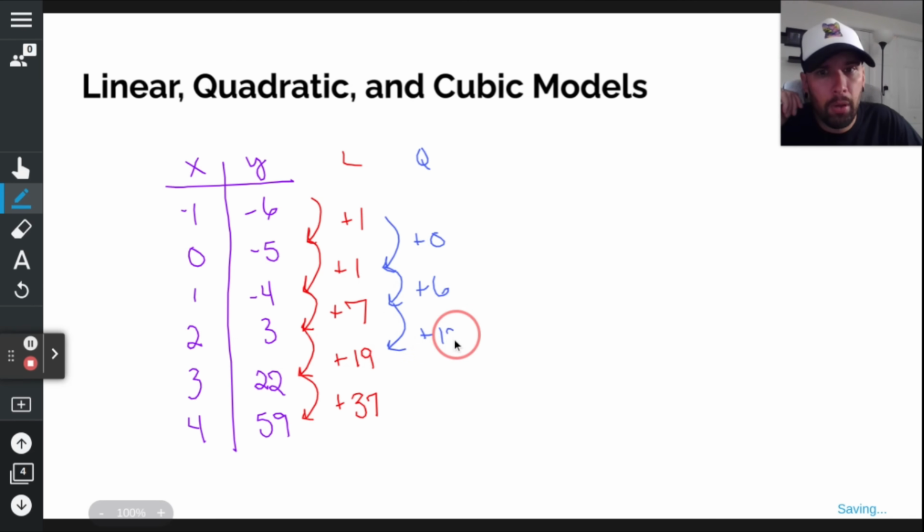Add 12. Add 18. Are these numbers the same? Are the rates of change of the rate of change the same? No. So it's not a quadratic either.